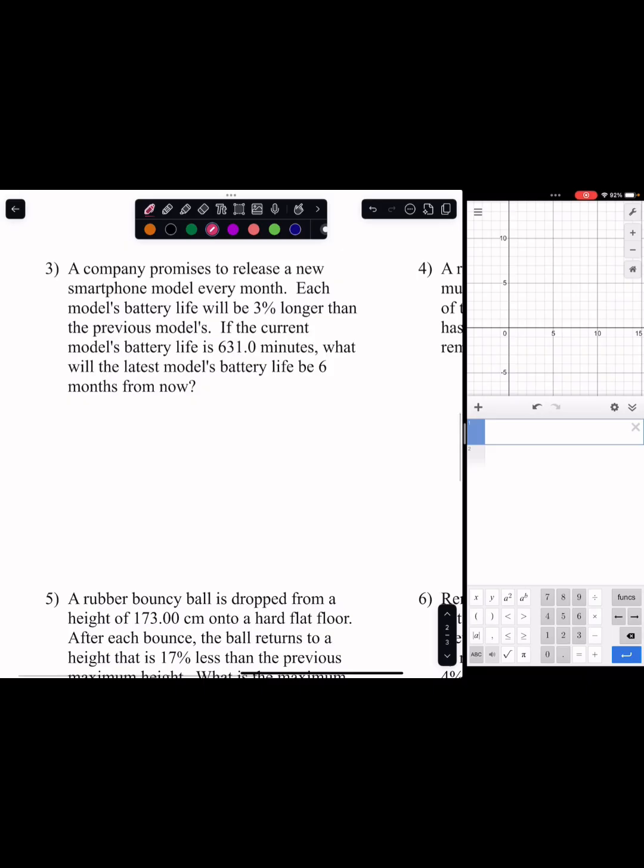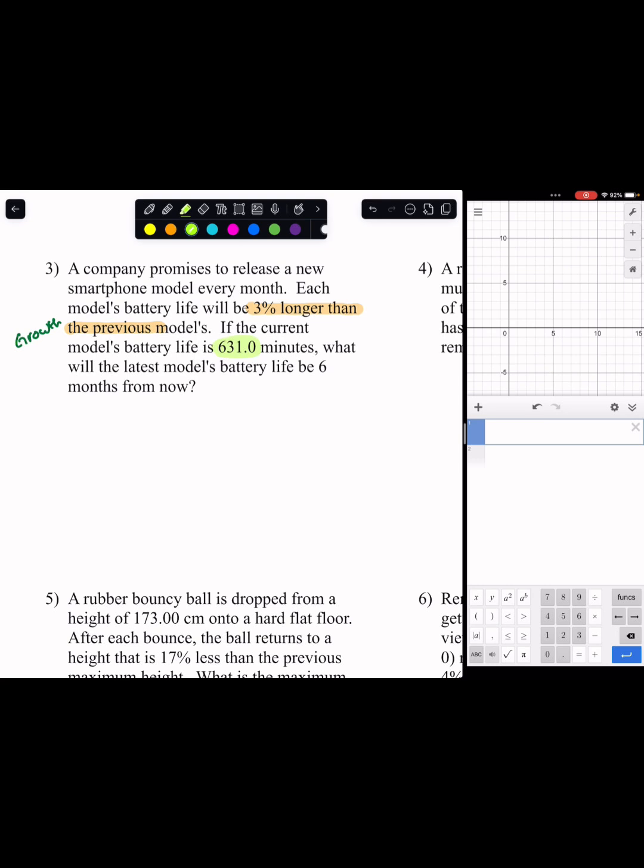Okay, so a company promises to release a new smartphone model every month. Each smartphone's battery life will be 3% longer. What does that mean? 3% longer than the previous model. That is definitely a growth. Okay. If the current model battery life is 631 minutes, that is going to be our initial, because that's what it's telling us we're starting with.